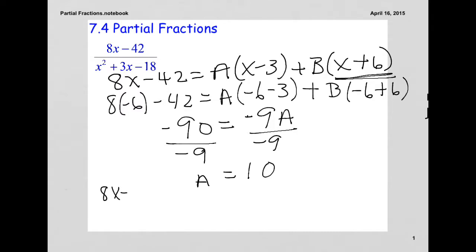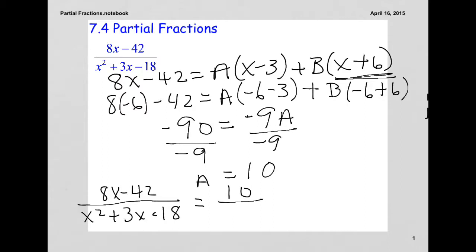So now I can write my partial fraction for 8x minus 42 over x squared plus 3x minus 18. That's going to be equal to, well, a is 10, so that's 10 over x plus 6 minus, because the 2 is negative, negative minus 2 over x minus 3. And that's how we change to a partial fraction.